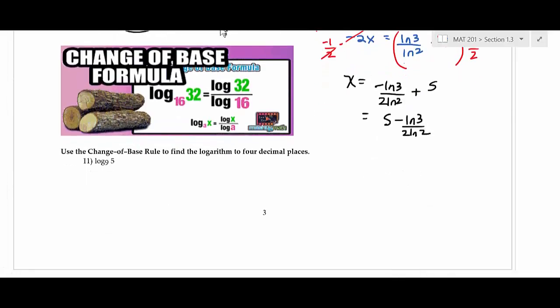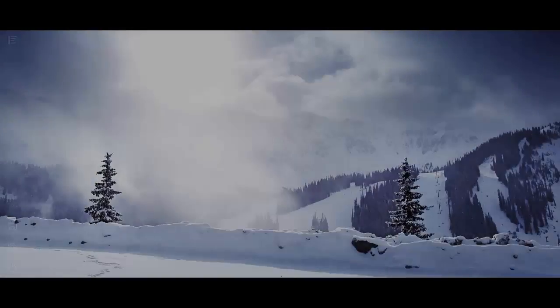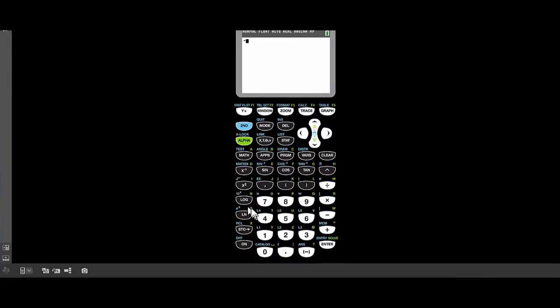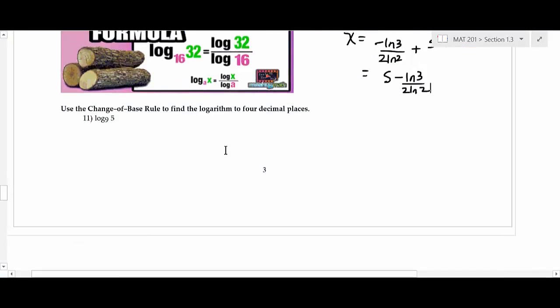So here's the idea. What happens on a calculator is it will only do certain things. It'll do a base 10 log, with the log key, and it'll do a base e. So if for whatever reason you have to do something other than a base e or a base 10, then you're going to have to use your calculator and use the change of base formula. So the change of base formula basically just goes like this.